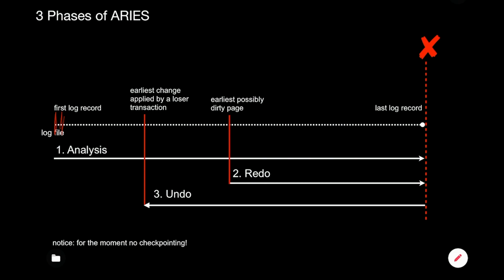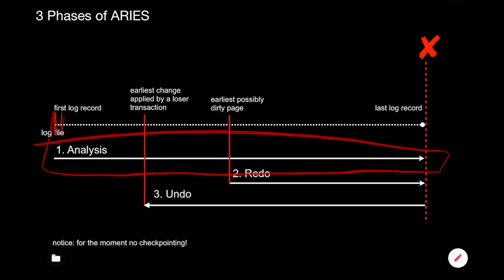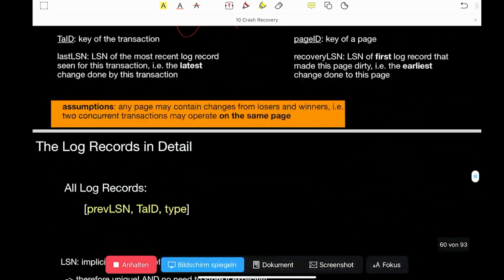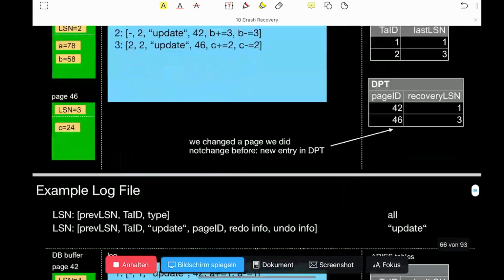So you see it here. Analysis starts here, does a forward pass. Once you're done, you have the DPT here. You know the DPT as of the time of the crash. You have the TT as of the time of the crash. And you know this point. So that is the earliest possibly dirty page in the system. How do you compute that earliest possibly dirty page? With which operation? We can go to our example.